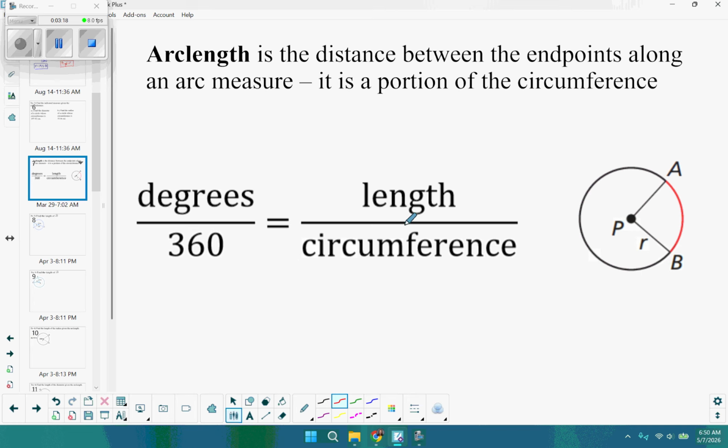We can solve for any missing piece within this, though. They could ask us for the measure, the number of degrees. It could ask us for the arc length. It could ask us for the whole circumference. It could ask us for the radius. It could ask us for the diameter. So the variable can be anywhere within this proportion.